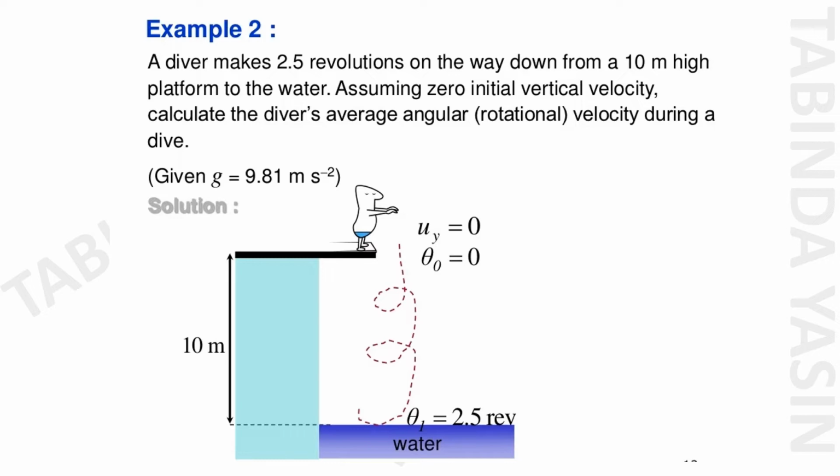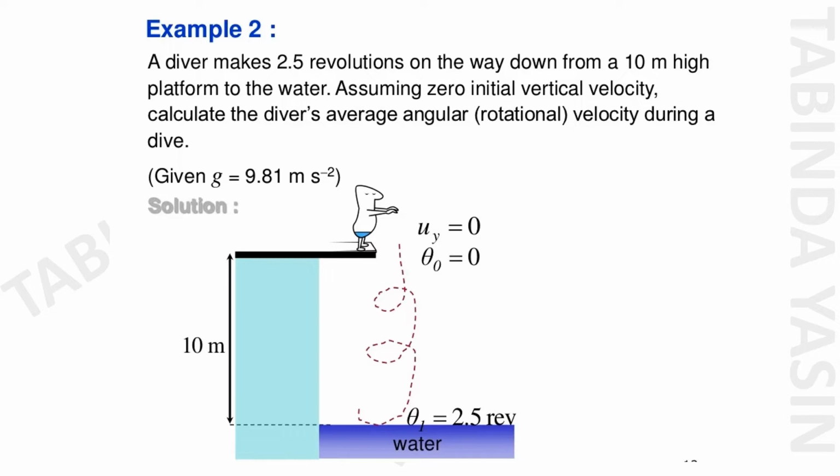Now starting example number 2. A diver makes 2.5 revolutions on the way down from a 10-meter high platform to the water, assuming zero initial vertical velocity. Calculate the diver's average angular velocity during the dive, and we are given g equal to 9.81 meter per second square. You can see the picture, the height of the platform from the water is 10 meter, and he is going to dive.